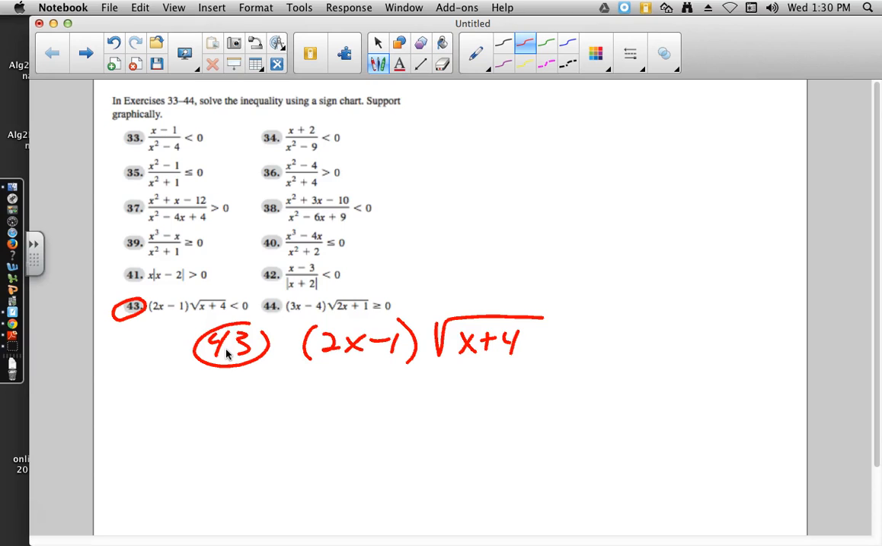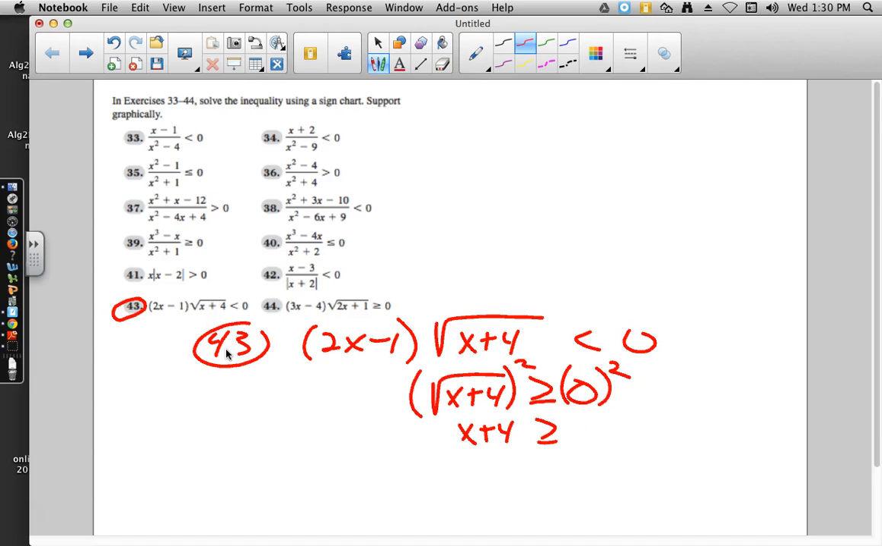But the square root of x plus 4, here's what we know. That has to be greater than or equal to 0. Absolutely has to be in the real number system. So we could square both sides. And then subtract 4. And we know that x has to be greater than or equal to negative 4.